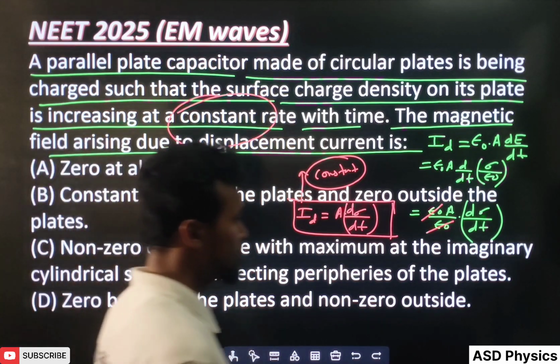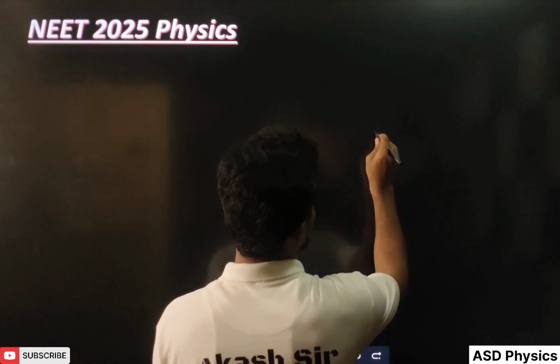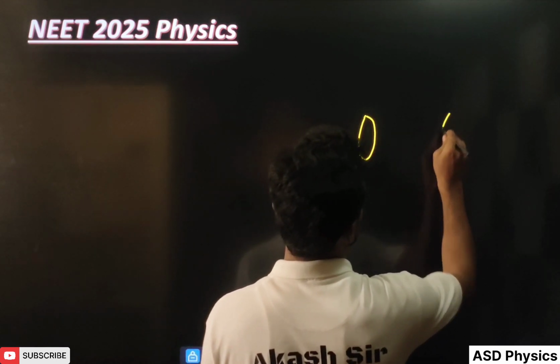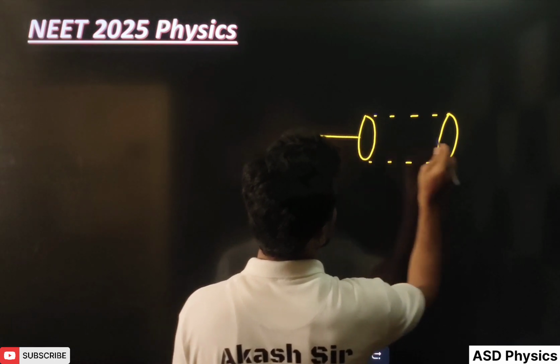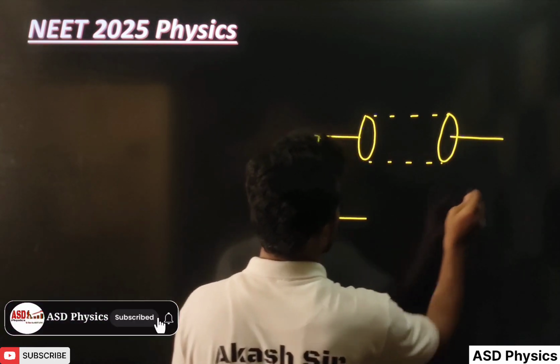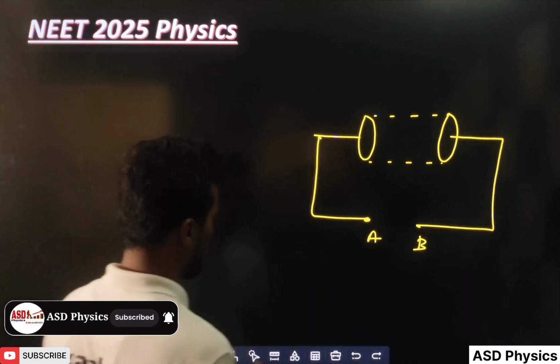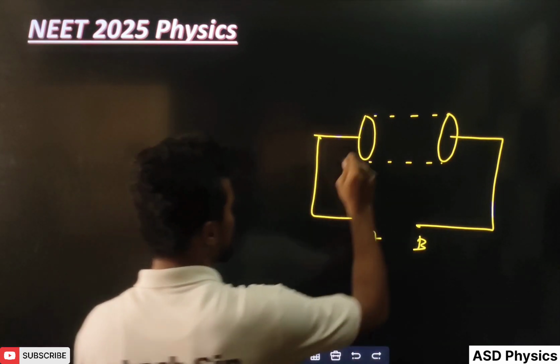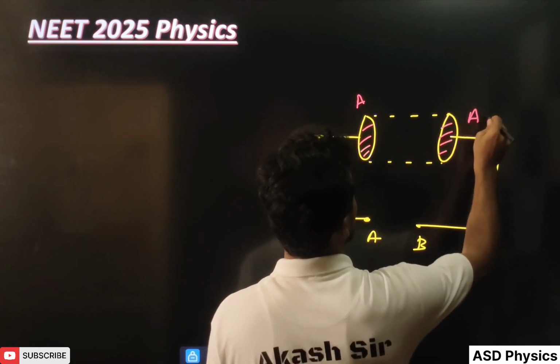Now after that we have to see the magnetic field. So see here, this is the circular plate, and here also a circular plate like this. This is connected to a supply. From here it is connected to the supply. What is given here, students? Here this area is A and this area is also A.